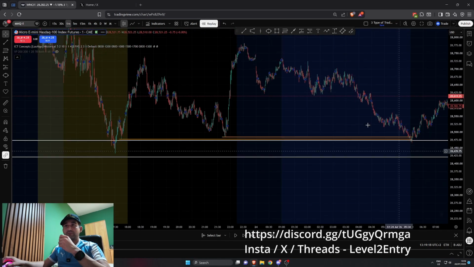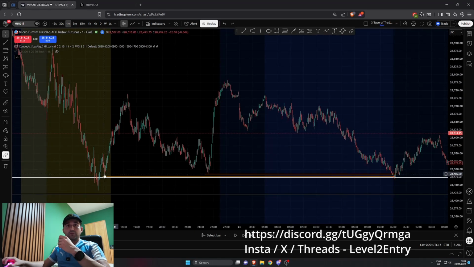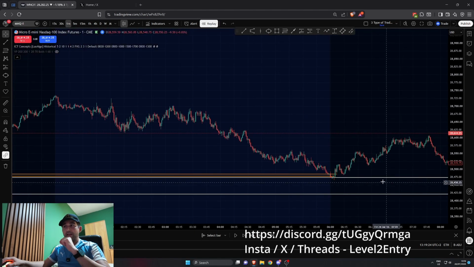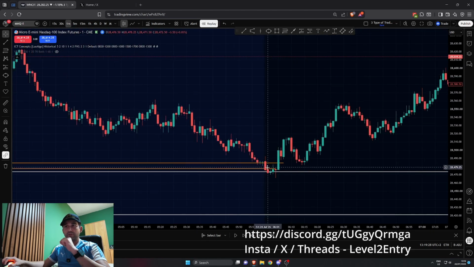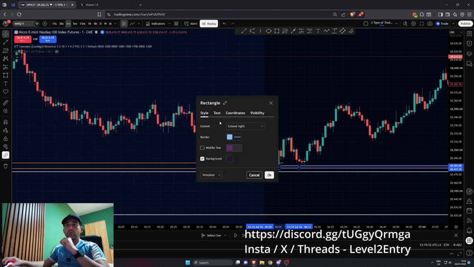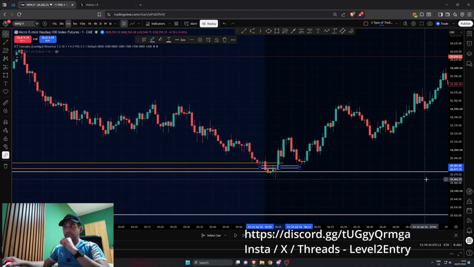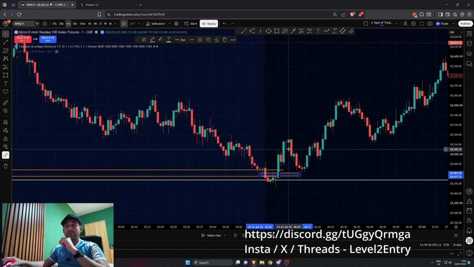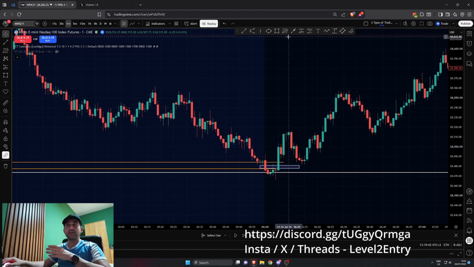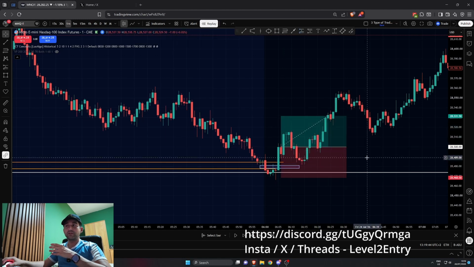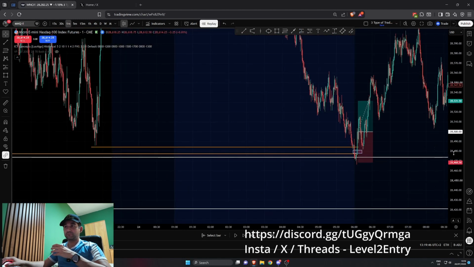Because price took the key liquidity point of that bullish move, and immediately after taking that liquidity, an IFVG was filled. Once the IFVG gets filled with a high volume candle, a bullish high volume candle like this, the long setup could have been taken.